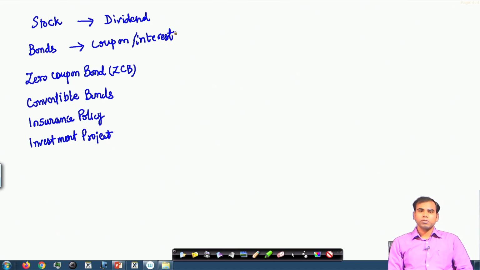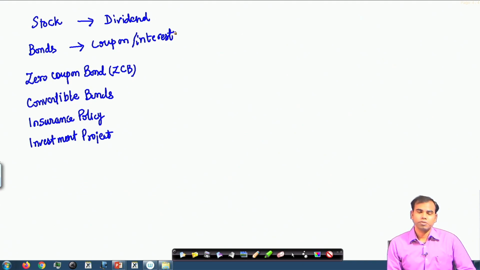Similarly, if you have an insurance policy, you pay some money for a certain number of periods, and after that period you are going to get some amount of money or some financial securities in terms of life insurance or health insurance. Similarly, if you have an investment project, you invest some money today, and in future you are expected to get some amount of money in terms of return from that investment.